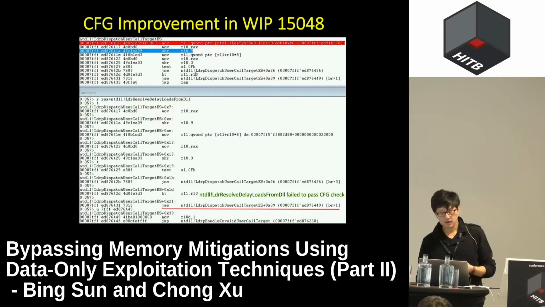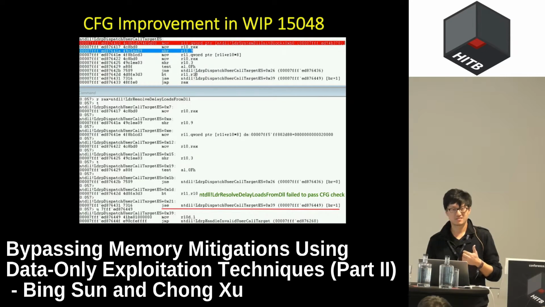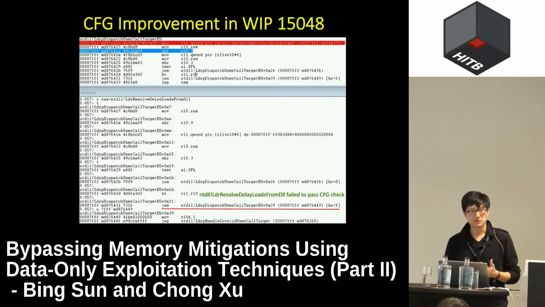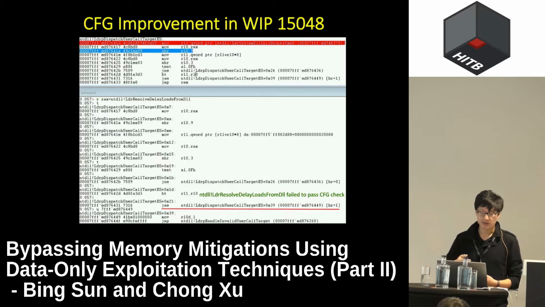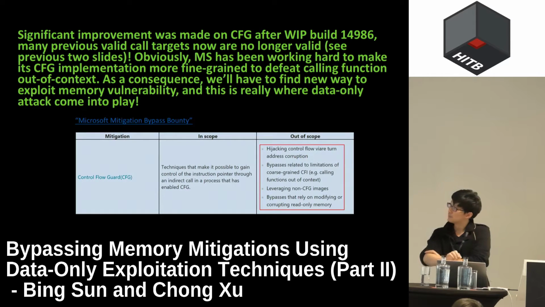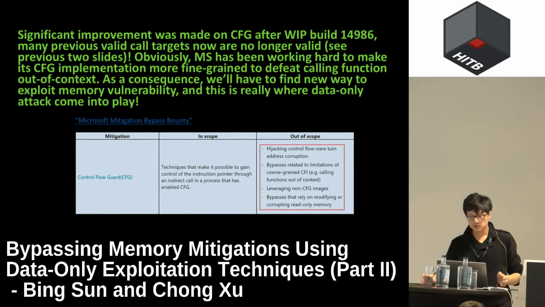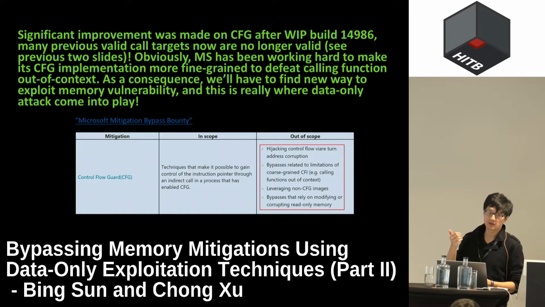According to my test, this CFG bypass works fine on Windows inside the pre-built 14686 something. However, on subsequent versions like 15048, this native API became an invalid call target, so it can no longer pass the CFG check. In fact, calling function out of context has been explicitly marked as out of scope in the rules of Microsoft mitigation bypass bug bounty.